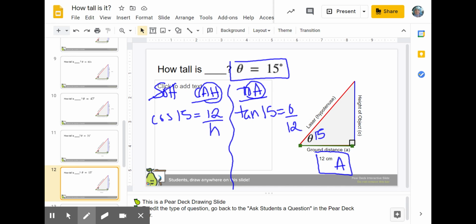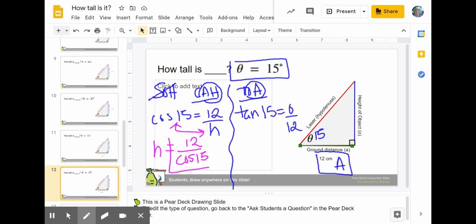Sometimes I know I go too fast, so if I'm going too fast, let me know. On the left side, I've got that H in the denominator. So with an H in the denominator, I've got to switch. I can't have an H in the denominator. So H equals 12 divided by cosine of 15.